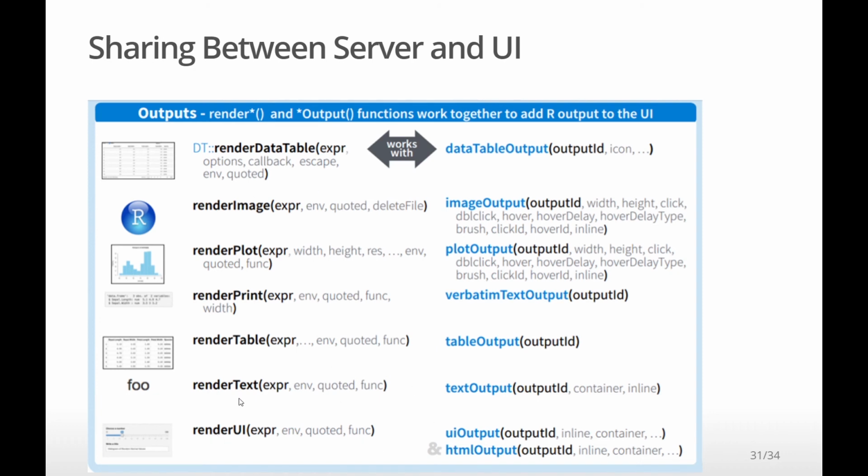But again, the key here is these functions on the left are what goes into your server file. These functions on the right are what goes into your UI file to correspond to the output. So if I render an image in my server file, I give it a name, so I'm going to store that as some sort of object name, and then I'm going to do image output and call that output ID. So it's going to take the output from that and then be able to dynamically update that image if we want.